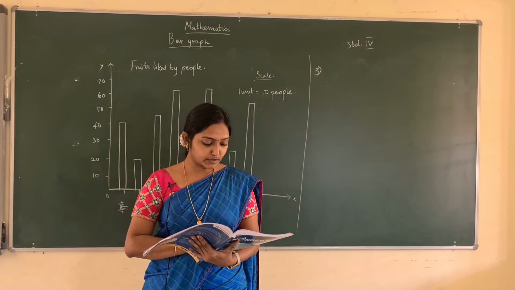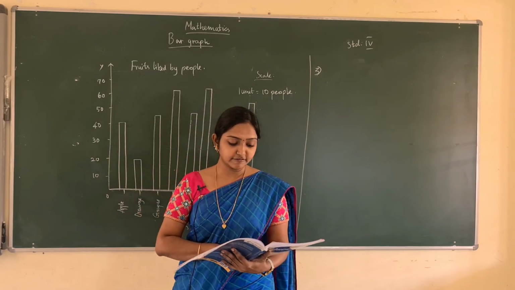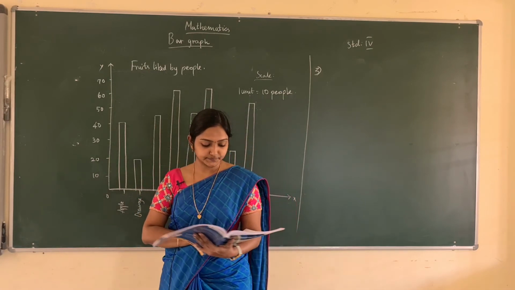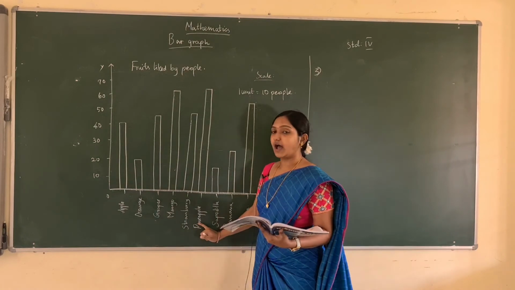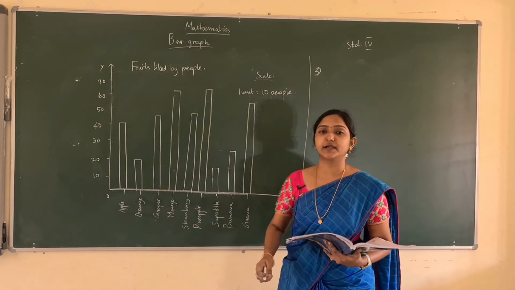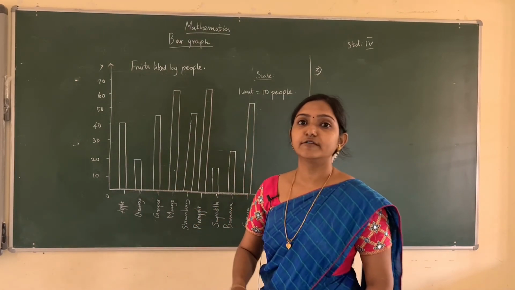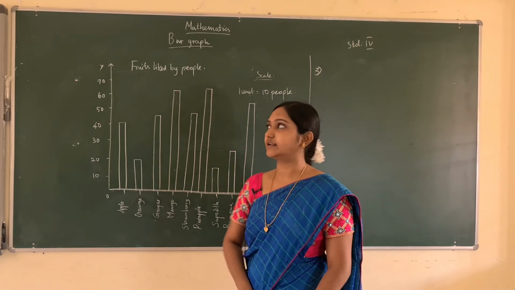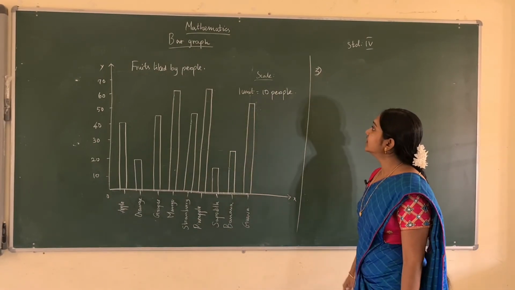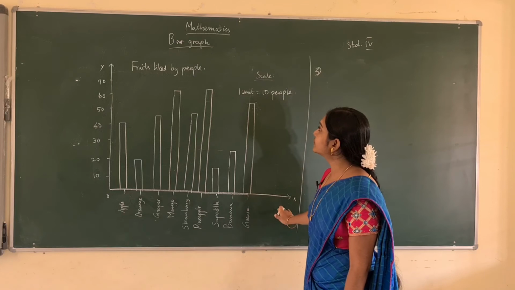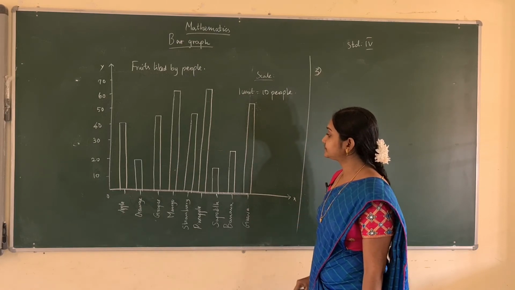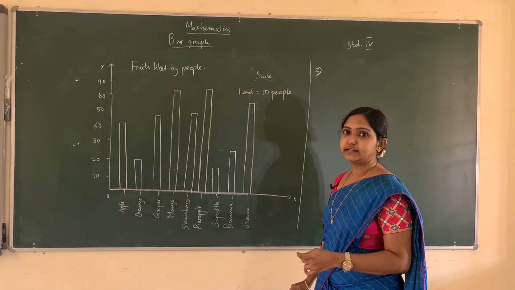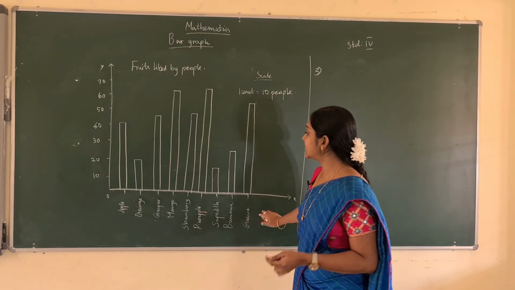The third question: read the following bar graph and make any 5 inferences from it. We have to read the graph and make 5 inferences from that. Inference means we have to find the information given in the graph. This graph is about a fruit liked by people. We can find a number of pieces of information from this graph.